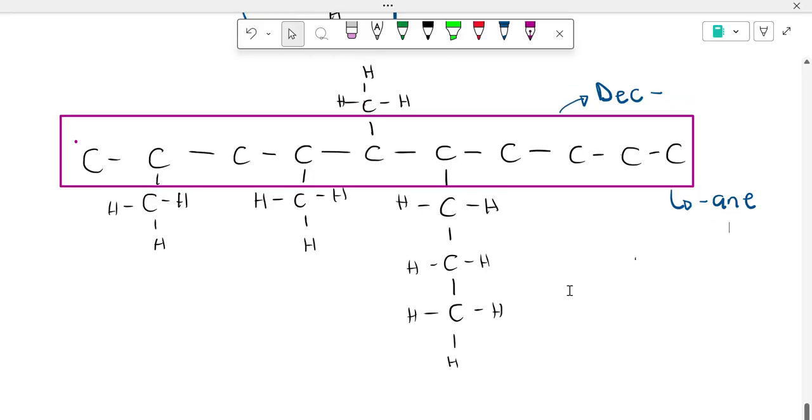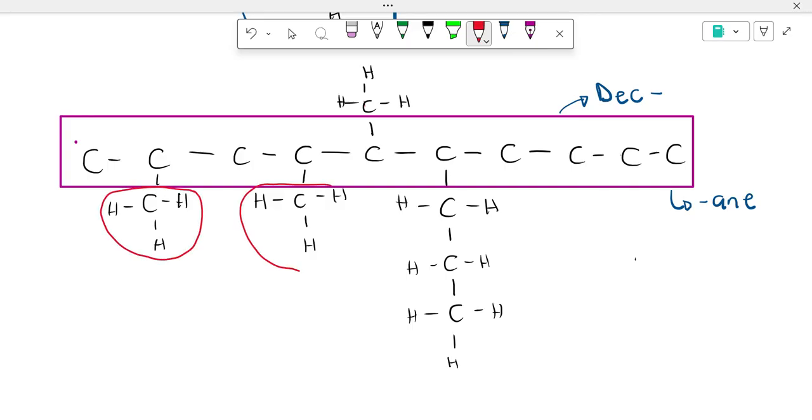The new focus is going to be on the substituents, right? So how many substituents do I have? Well, notice how I have a difference in substituents. I have my first one here, my second one here, and my third one there. All three of those substituents, what's so common about them? Yes, they are all methyl substituents. All of them are methyls, right?